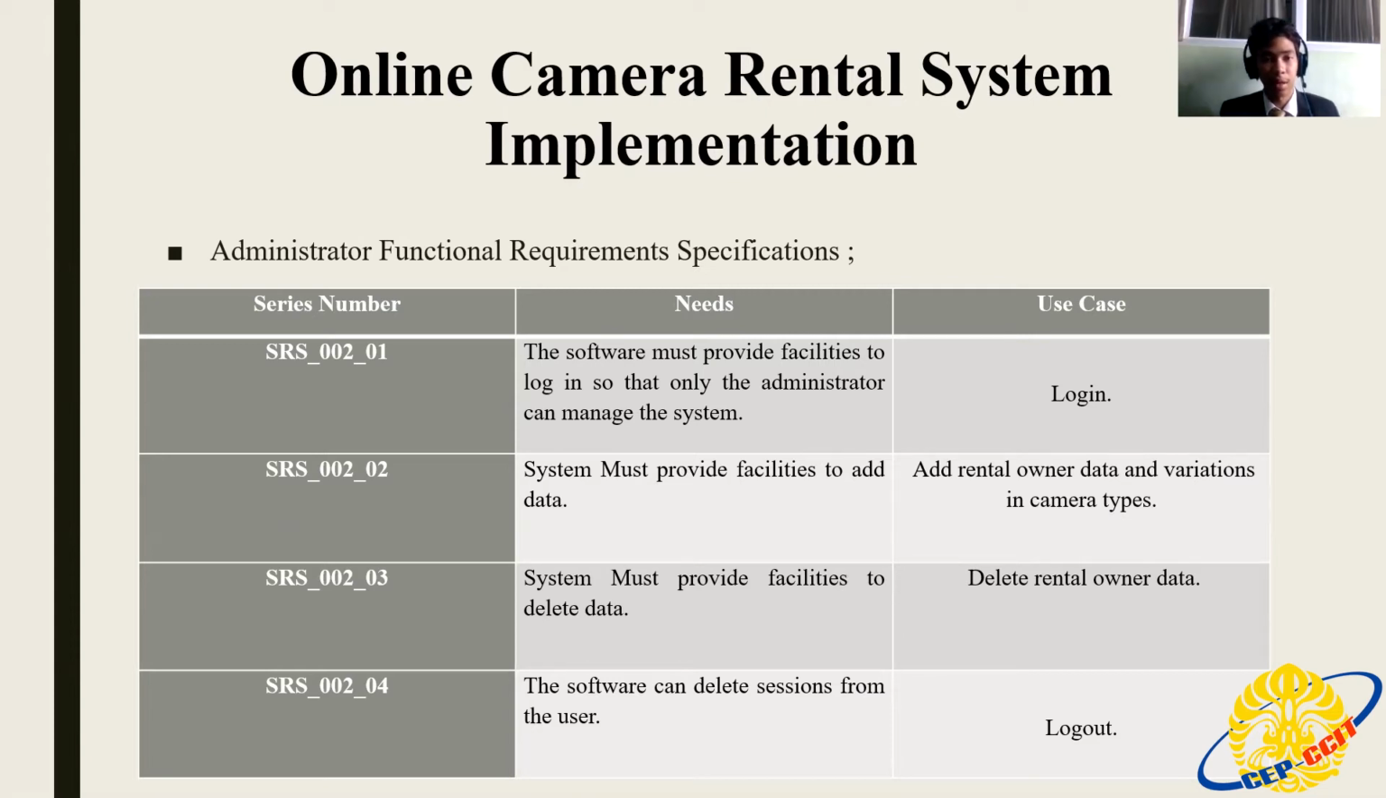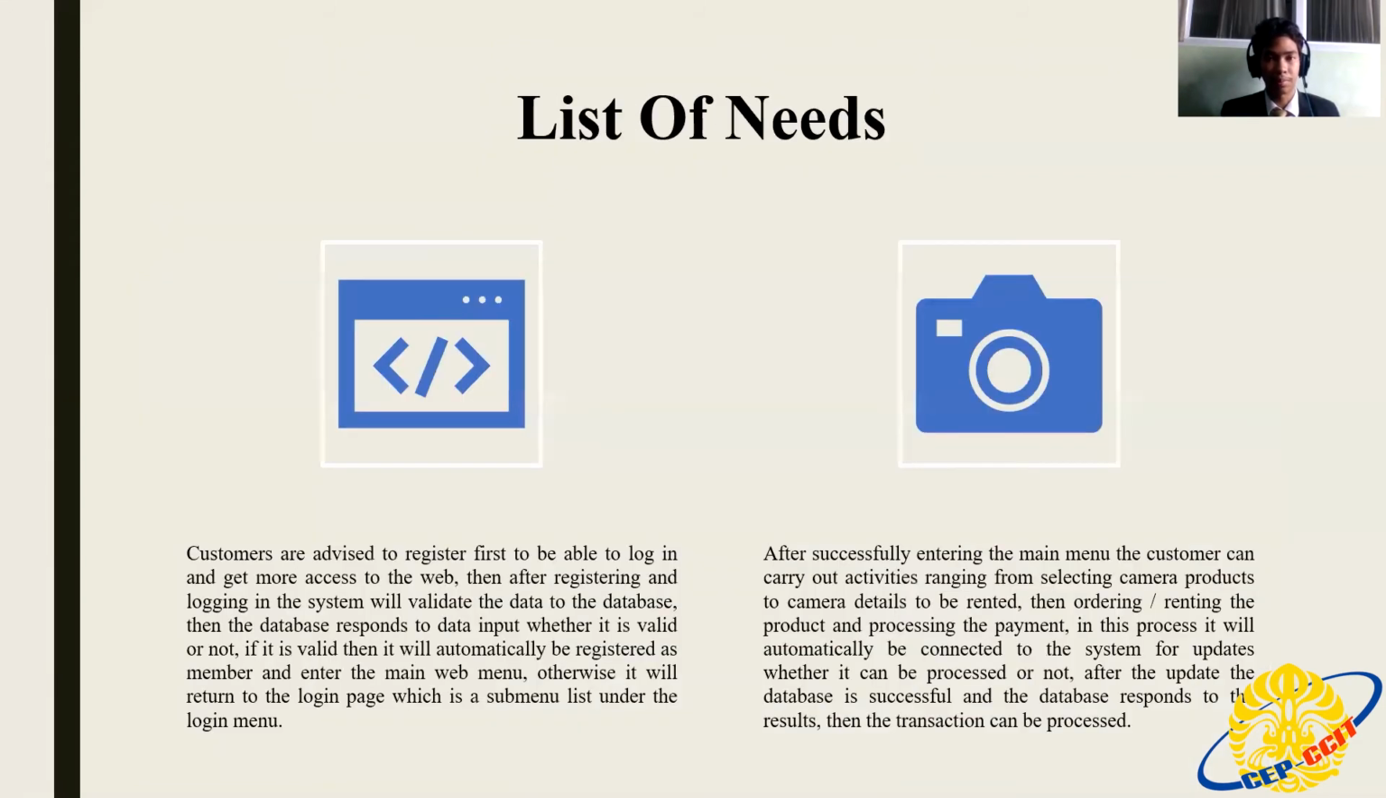Next is the system must provide facilities to add data. So in this case, it is used to add users data or customers data and its variations in camera types. Next, we have the system must provide facilities to delete data. Of course, this is used to delete rental owners data, just in case. And then next we have the delete session. So software can delete sessions from the user. This is used to log out from the system.